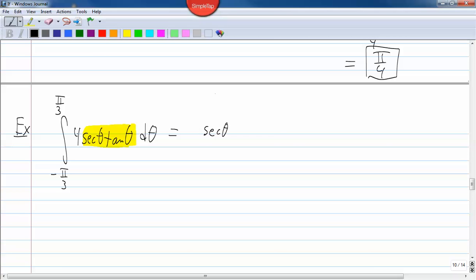Now I did have a 4 in front, so I have to bring this 4 here. And I'm going to evaluate this from negative pi over 3 to pi over 3. Alright, so I can say 4 times, and just work that part out. So this is the secant of pi over 3 minus the secant of negative pi over 3.